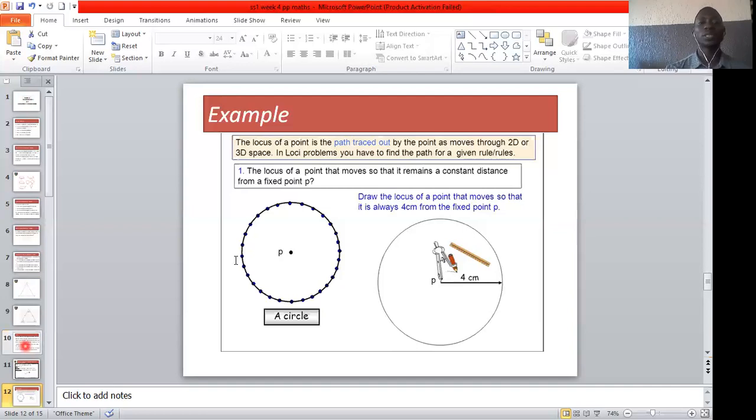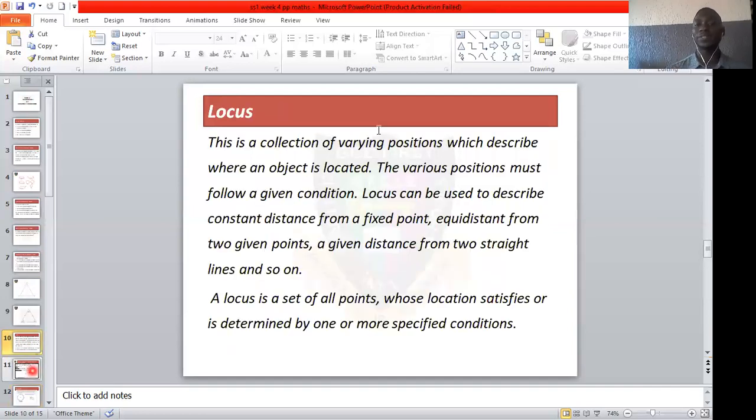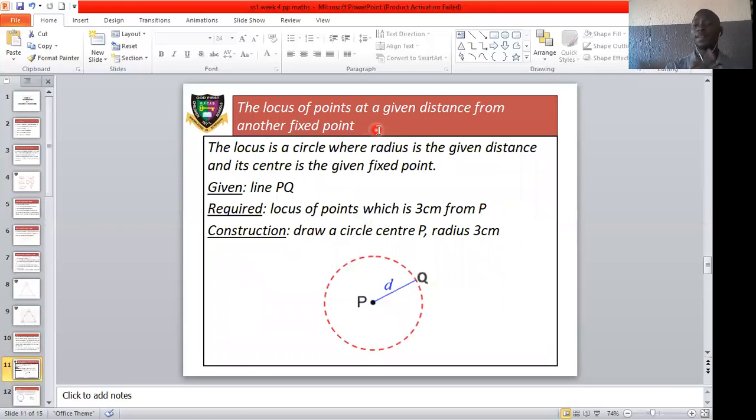So that is the locus of a point at a given distance from another fixed point. Take note: the location of all these dots are the locus of the new point, but from a fixed point at a given distance, which is the radius of the circle.